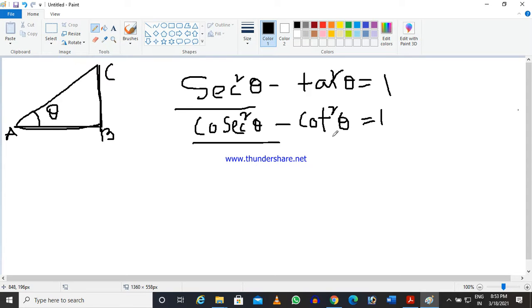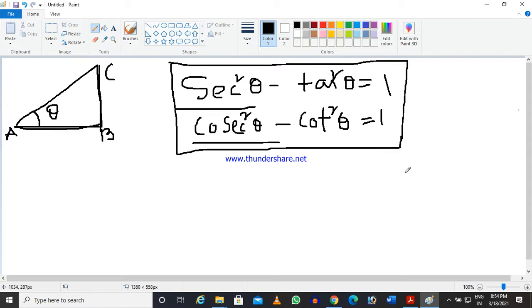Cot means inverse of tan. So tan means BC by AB, so cot means AB by BC. So square both and subtract, and substitute the numerator and denominator values from Pythagoras theorem, and you will be able to prove this. As I earlier proved, sine square theta plus cos square theta is equal to 1. Similarly, you try to prove sec square theta minus tan square theta is equal to 1, and cosec square theta minus cot square theta is also equal to 1.